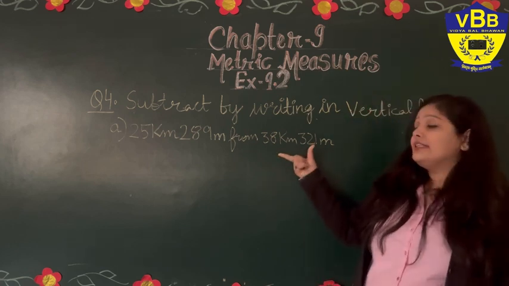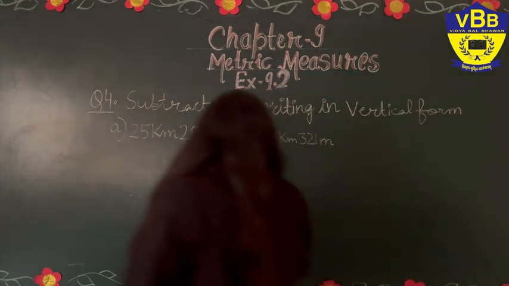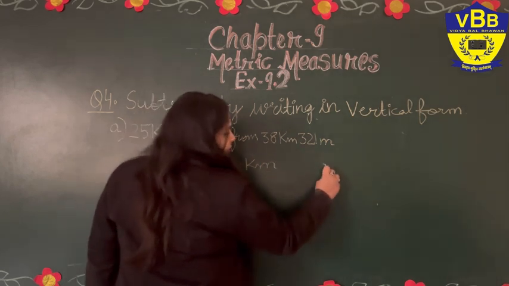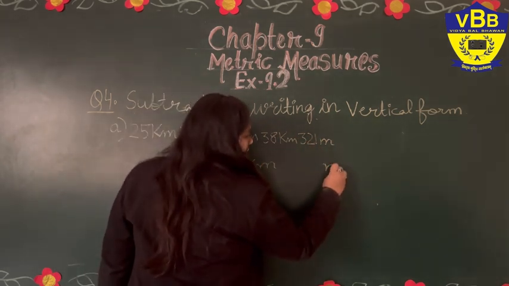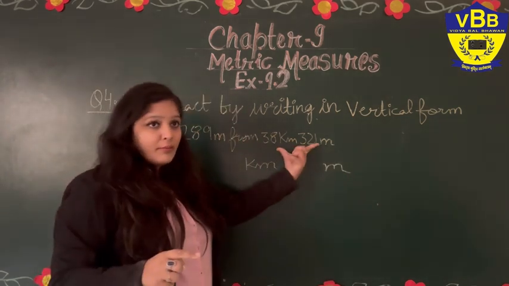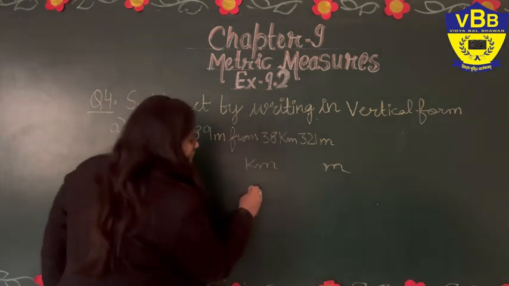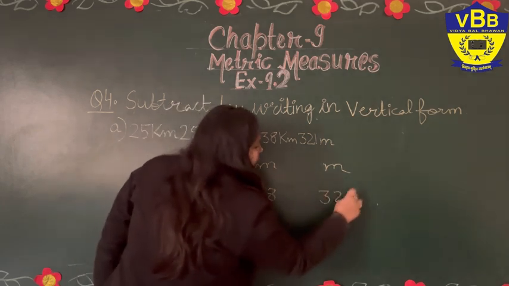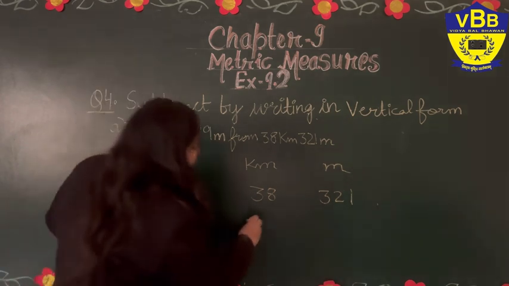So first we will write this term, then we will write this term, and then we will subtract. So let's write, we have 2 units, so we will write kilometer and meter. 2 units are there. So first we will write this term, because the term which is written after "from" is written first. So 38 kilometer, 321 meter.